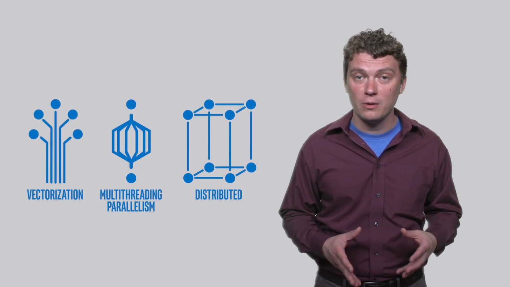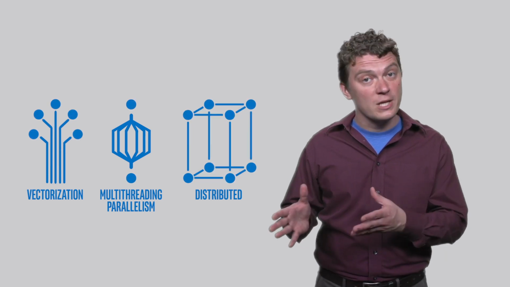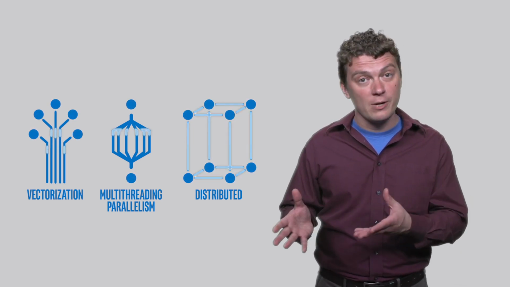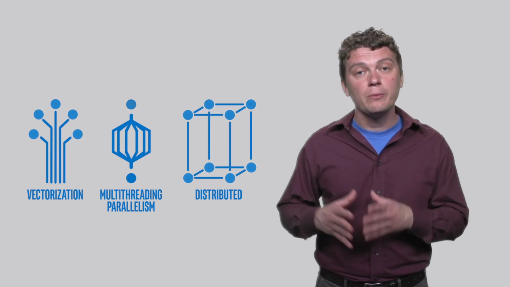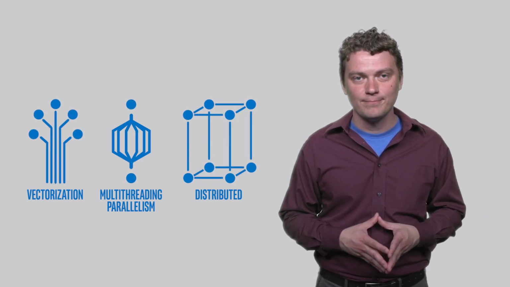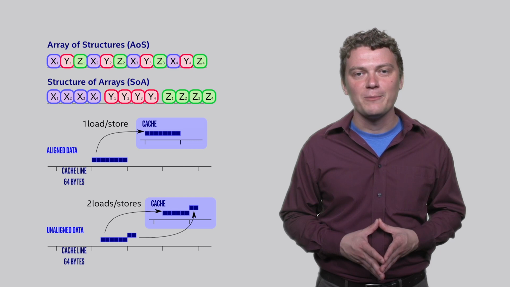So once again, for superior performance and long-term sustainability, there are three levels of parallelism programming to consider: vectorization, data parallelism; multi-threading, task parallelism; and distributed calculations, process parallelism. And don't forget about memory traffic optimizations.